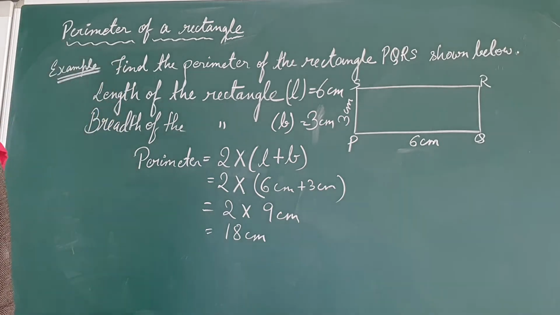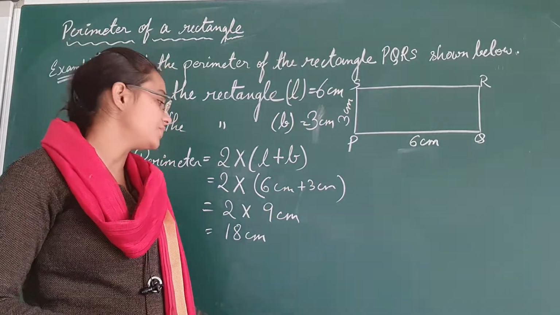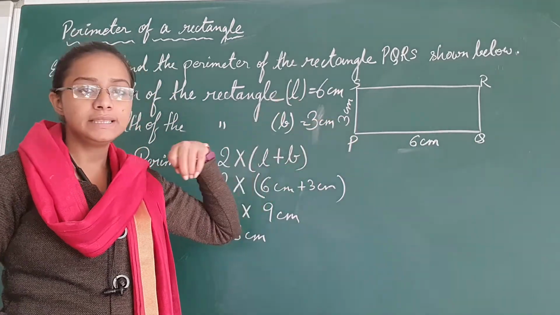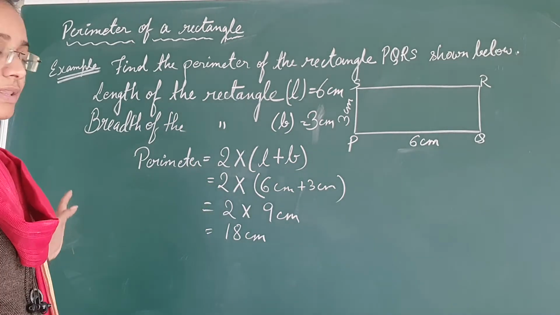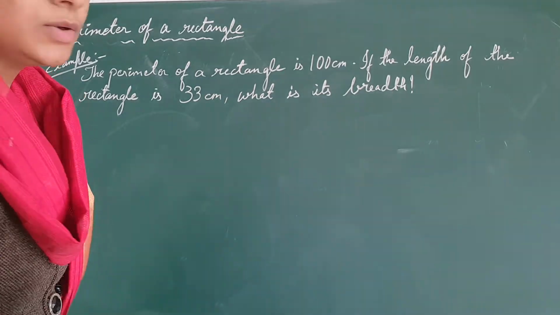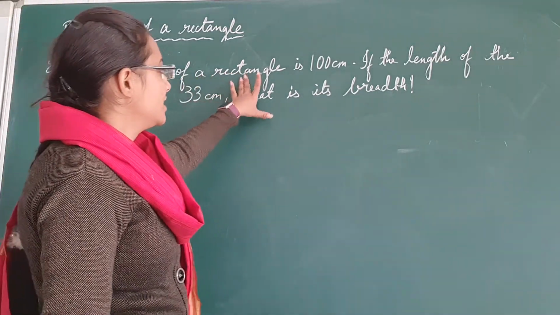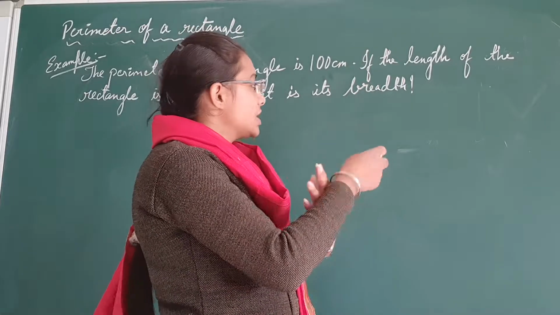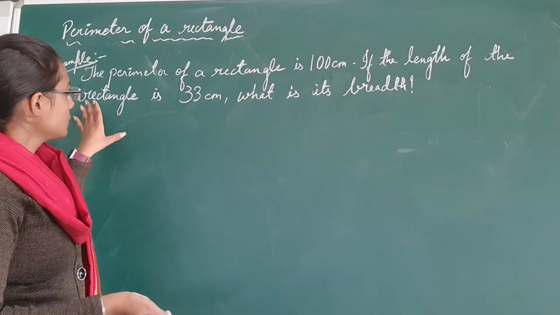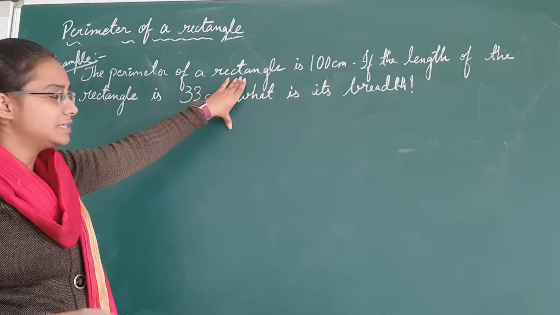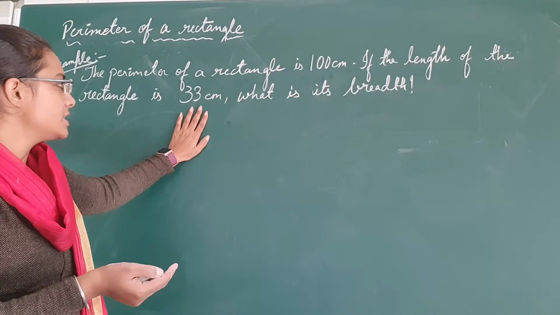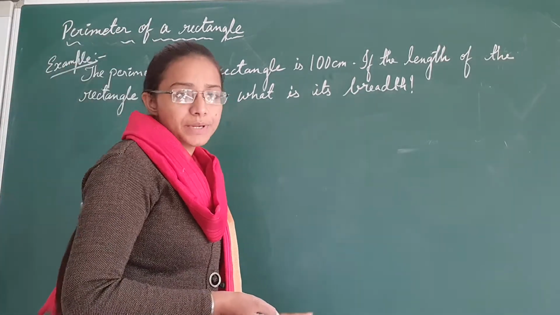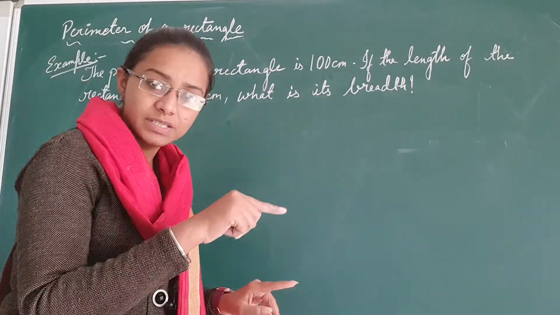Okay. So let us see one more example where the perimeter is given and you have to find the length or breadth. Perimeter and one thing is given to you, length or breadth. Now look at this question. The perimeter of a rectangle is 100 centimeter. If the length of the rectangle is 33 centimeter, what is its breadth?